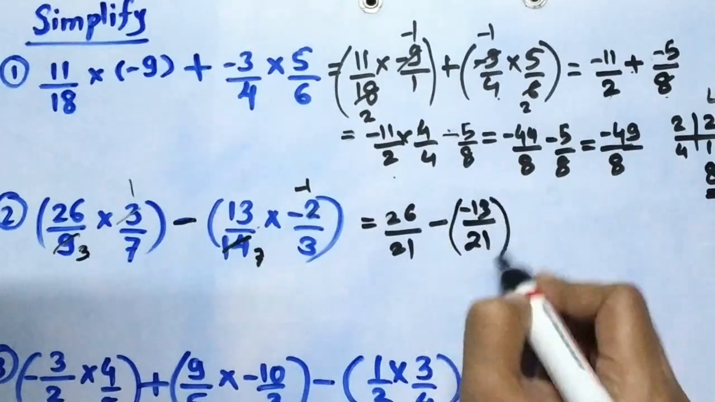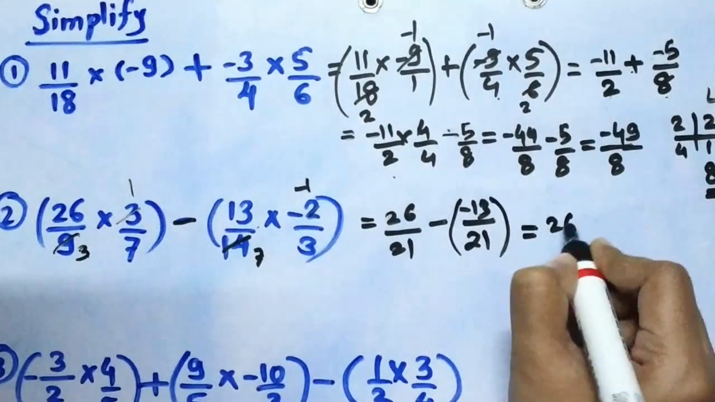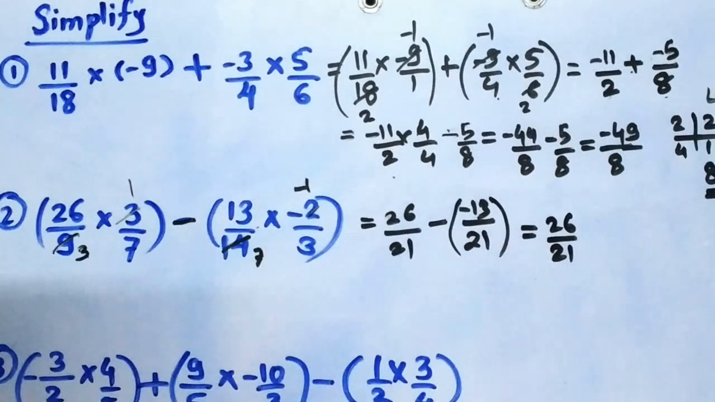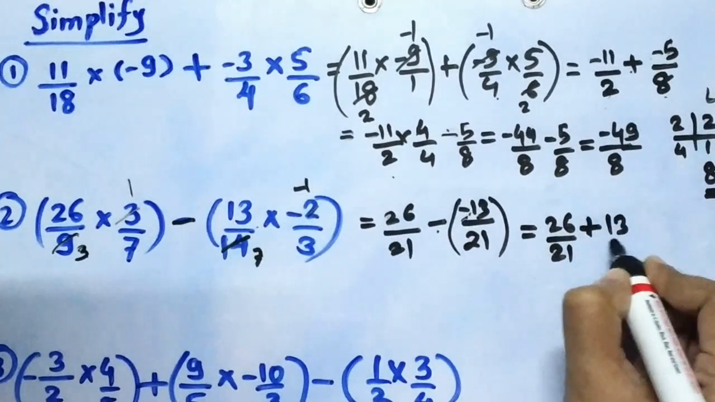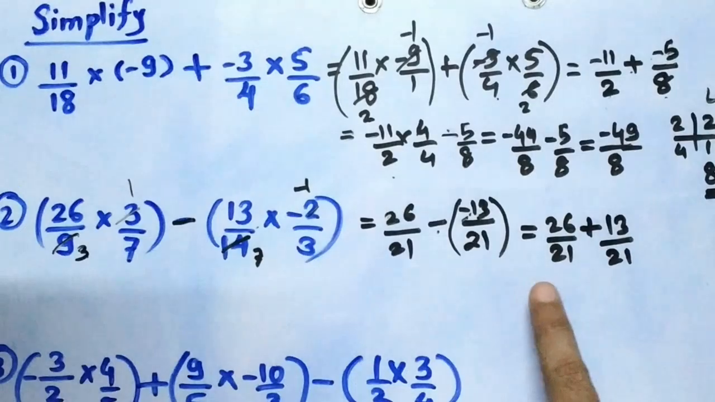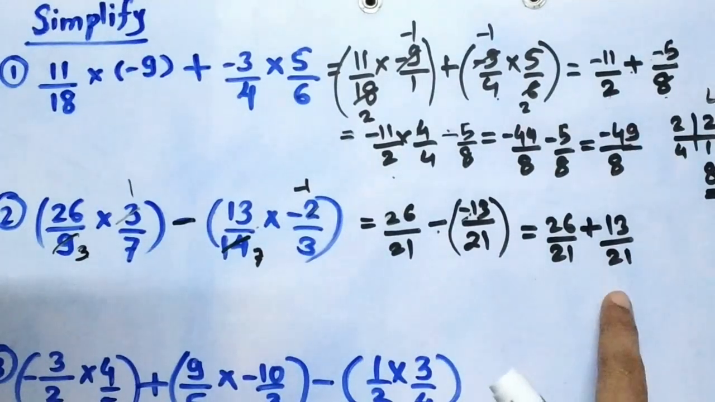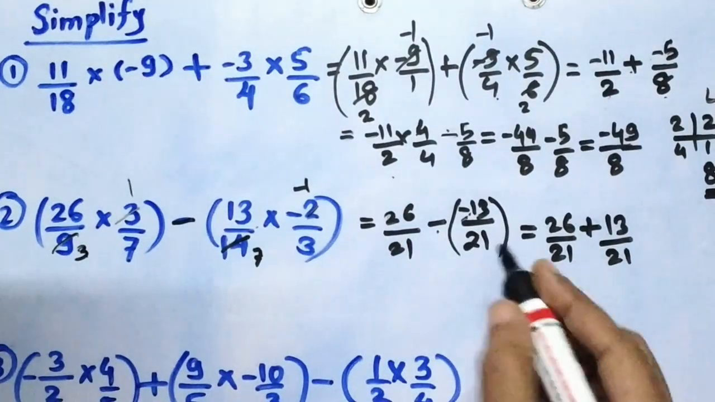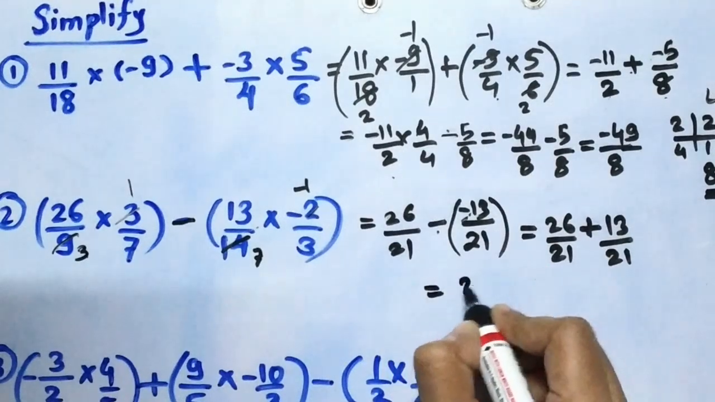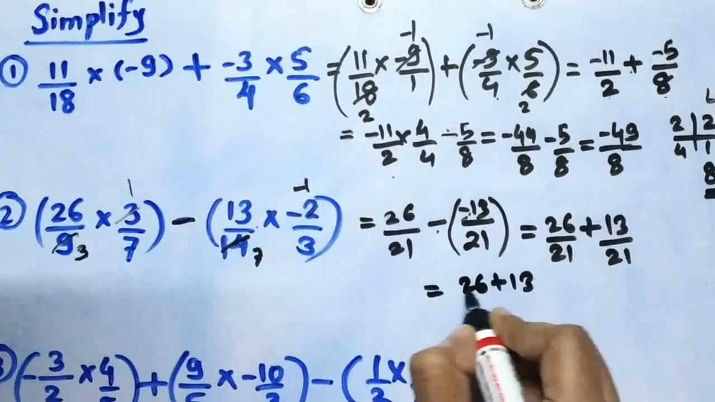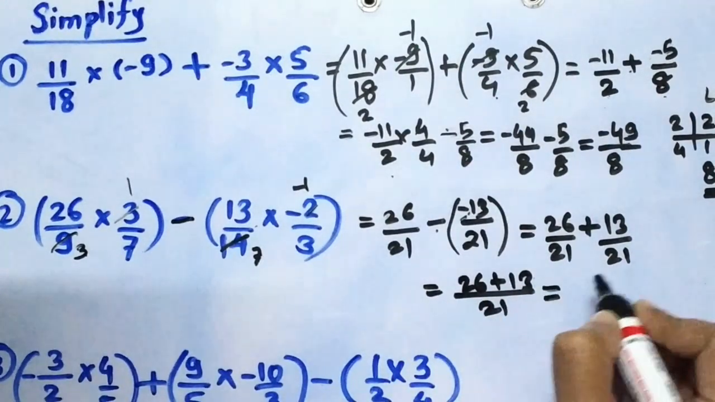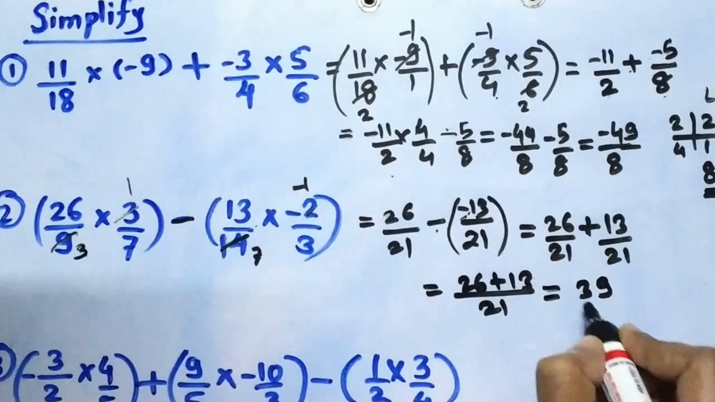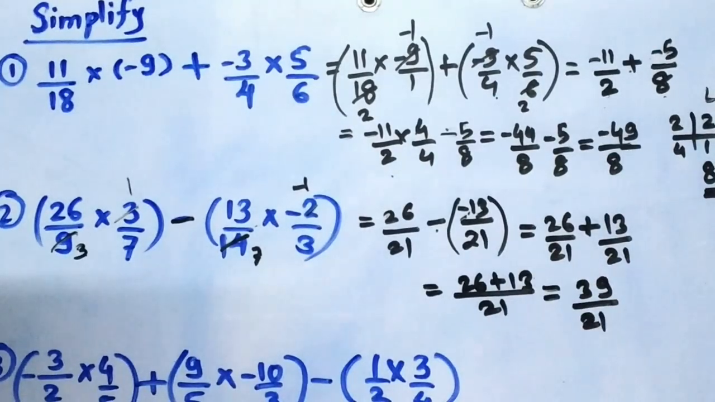So friends, here you can see after 26 upon 21, this minus and this minus will become plus 13 upon 21. And as there is a common denominator already, you don't need to make an LCM and convert them. You just need to write addition of numerators divided by the common denominator once. That is 26 plus 13, divided by 21. You just need to add. You will get 39 upon 21.